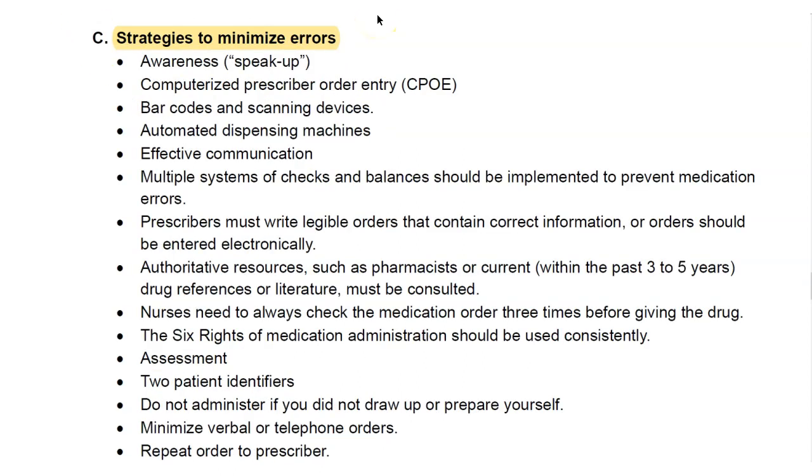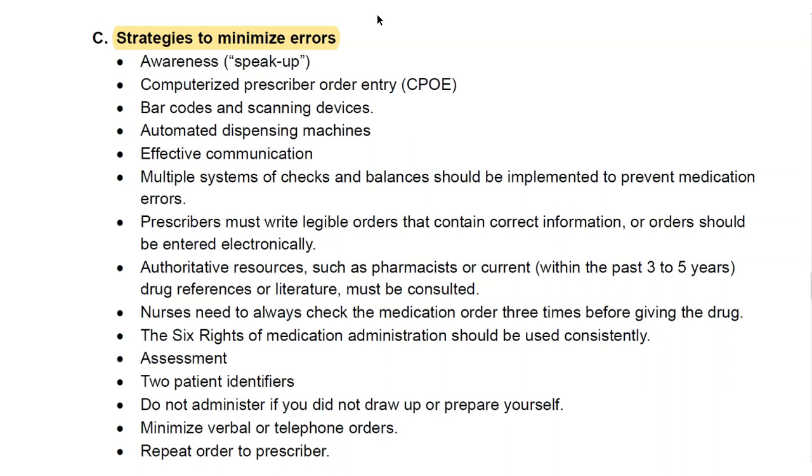You don't have to memorize this, but basically you need to understand, right, these steps. These are strategies or ways to minimize or prevent errors. So again, awareness and speaking up. If you notice something that is a concern for potential errors, you need to speak your mind. You need to report it.